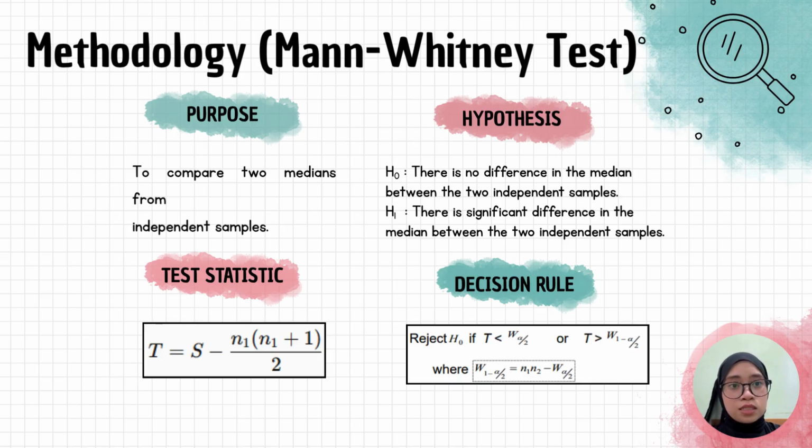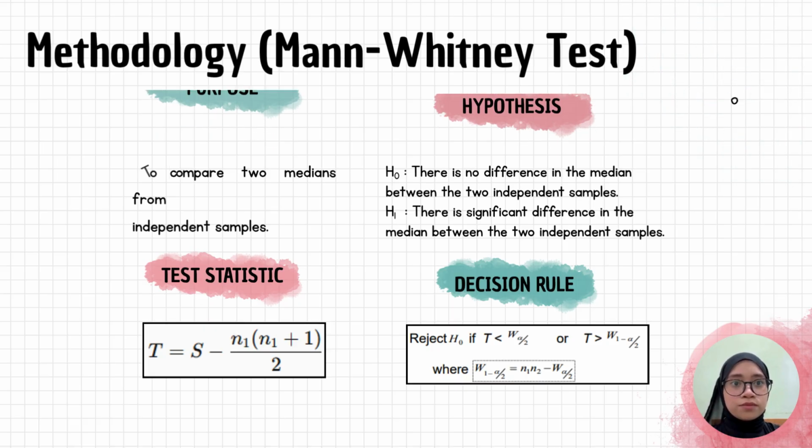For the test statistic, we use the Mann-Whitney U test formula, and we also calculate it using SPSS. For decisions, we decide based on the p-value. If the p-value is less than 0.05, we reject the null hypothesis. Otherwise, we fail to reject it.